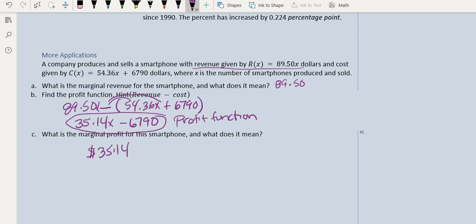So it's just more or less kind of reading into the information that you have. All right. Well, that's the end of section 1.3.